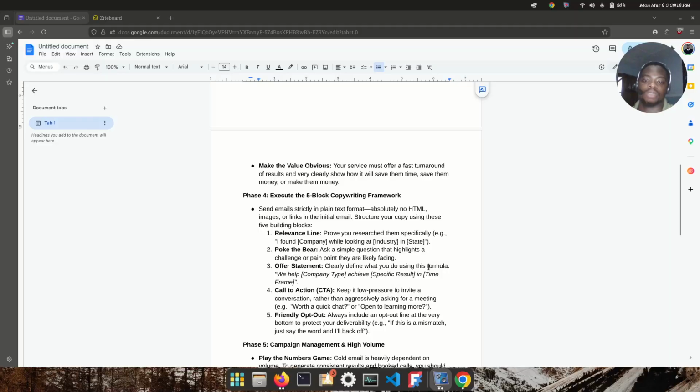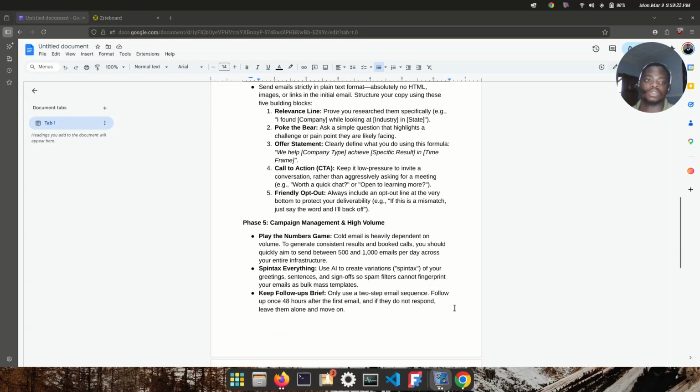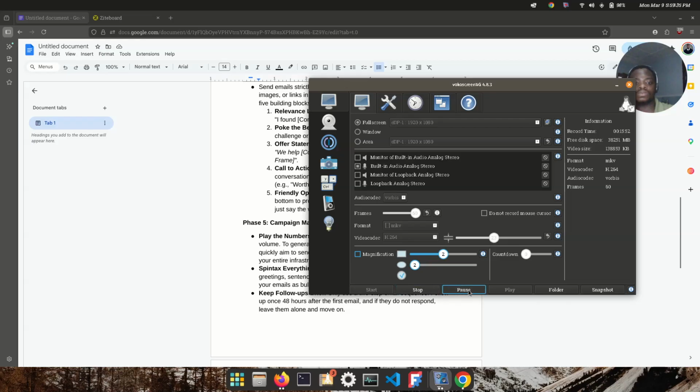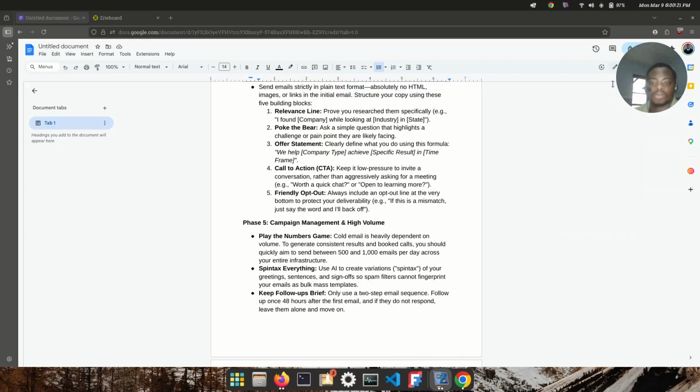So phase 5 will be campaign management and high volume. So this is actually where people tend to make the mistake, because cold email is heavily dependent on volume. To generate consistent results and book calls, you should quickly aim to send about 500 to 1,000 emails per day. Closer to 1,000, if not more, across your entire infra.